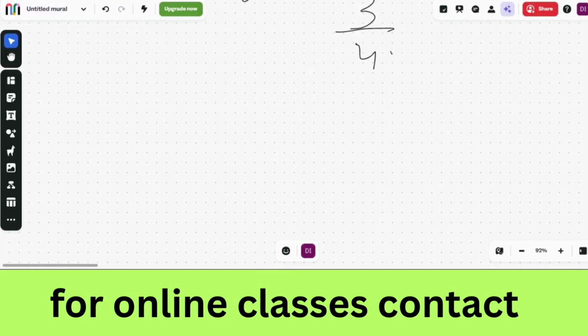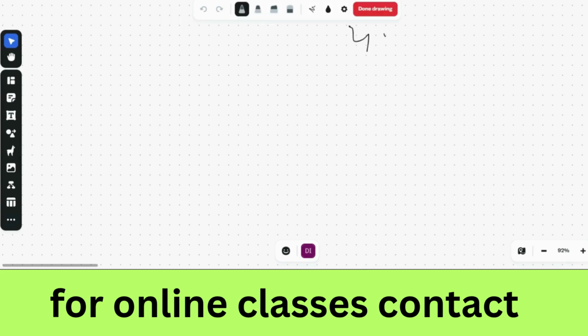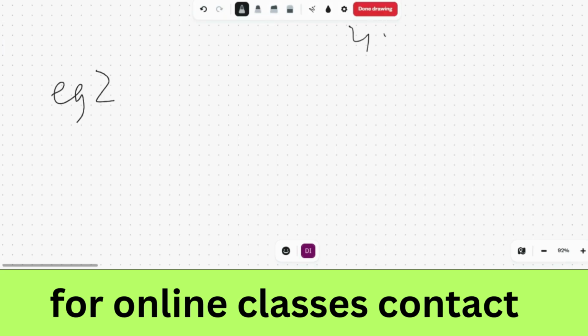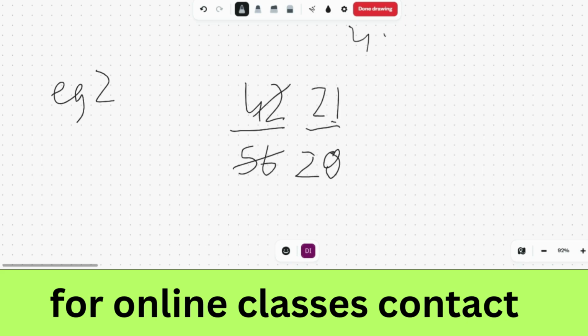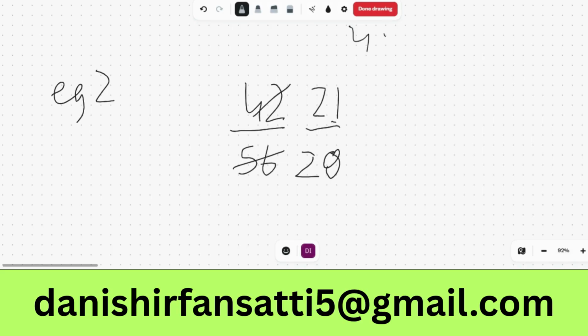Now the next question, example 2, is simplify 42 by 56. So we will just simplify it, and that would become, for example, half of 56 is 28 and half of 42 is 21. So 7 threes are 21 and 7 fours are 28, so that is 3 by 4.